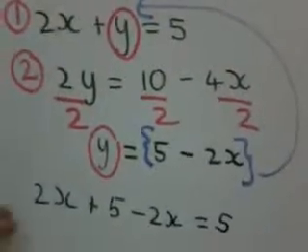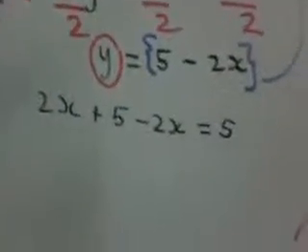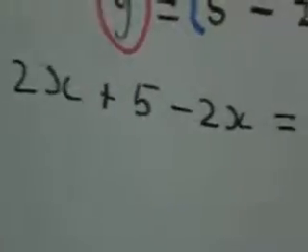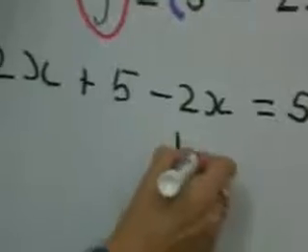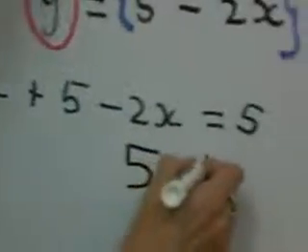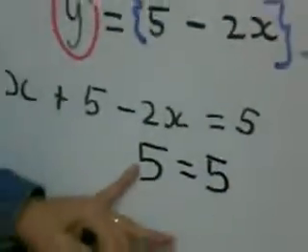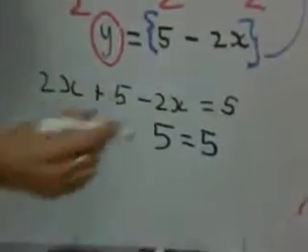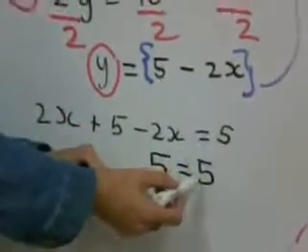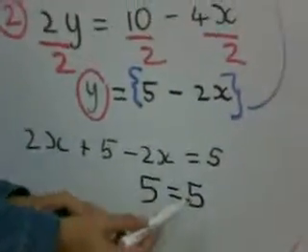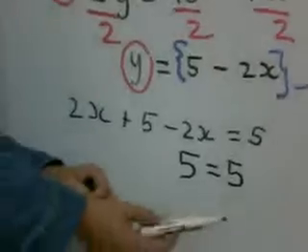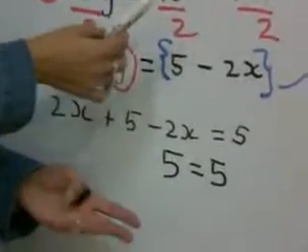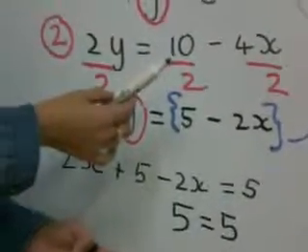Alrighty? Now we can see that again something weird is happening because 2x minus 2x gives me 0. So what am I ending up with? Oh right, 5 is equal to 5. Now if you can remember back from what we did in section 1, when we get to a situation like this, that means that it's an identity. And it means that these two equations are basically the same thing. They're basically the same equation.